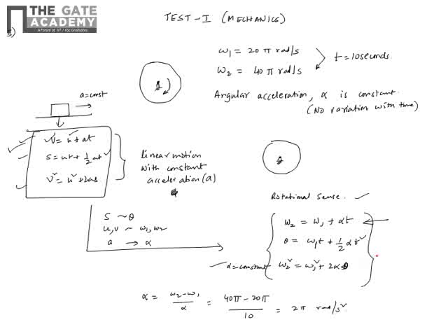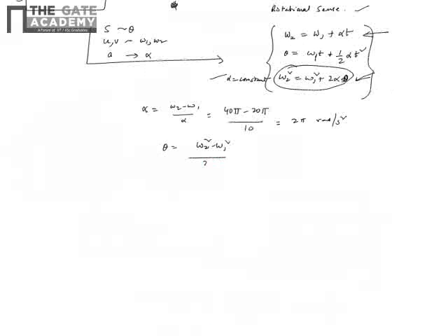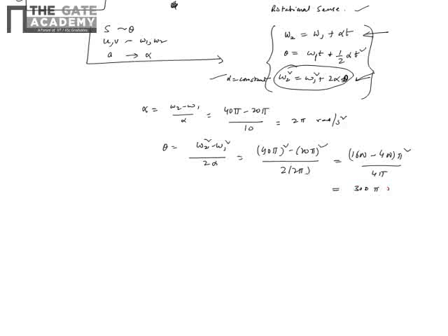So we are interested in theta. The initial and final angular velocities are given and alpha we have just calculated, so it's better to use this equation directly. Theta is omega 2 square minus omega 1 square by 2 alpha. Omega is given in radians per second, so let's substitute in radians per second. We get 1600 minus 400, times pi square, by 4 pi. This comes out to 300 pi radians, because everything was in radians.